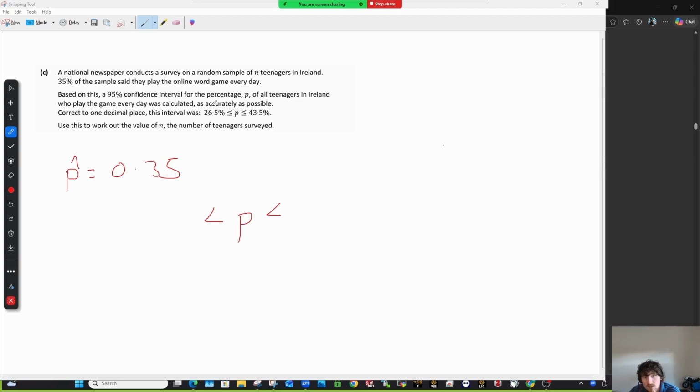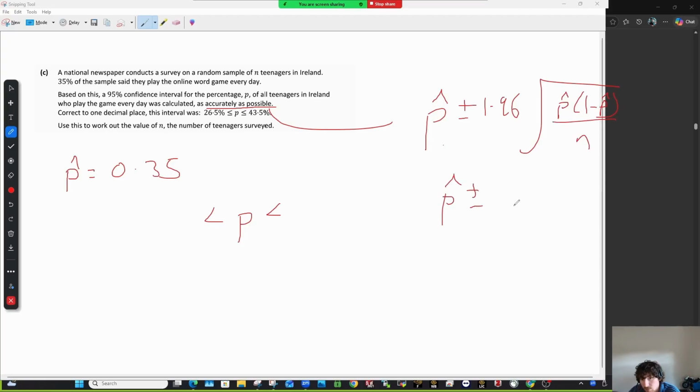So that means when they say "as accurately as possible," that's code word for saying they use this formula: p hat plus or minus 1.96 times the square root of p hat (1 minus p hat) over n. The less accurate way of doing that would be p hat plus and minus 1 over the square root of n. That's the less accurate formula, okay?